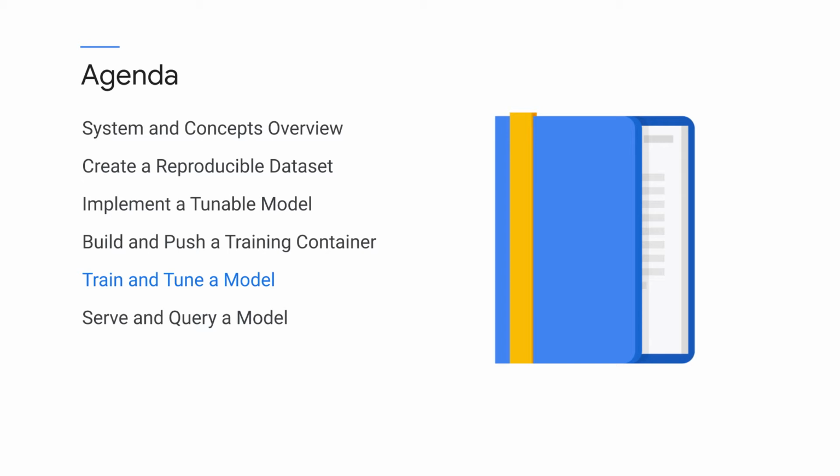So we have pushed our training container to Container Registry. Now we need to actually trigger the training so that we can train and tune the model. Let's see how we can do that.